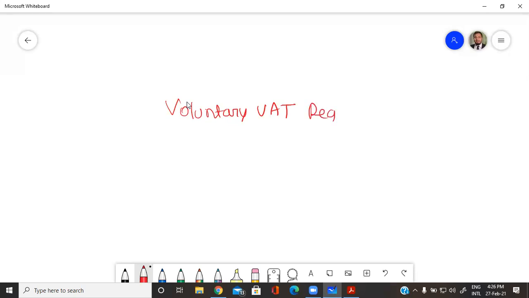So the name implies that when it is applicable, it is not in fact applicable. If you want to volunteer to take registration by yourself, you may apply for it. But once you obtain the voluntary VAT registration, you have to continue the registration for at least 1 year. You cannot discontinue your registration within 1 year. Okay. So that is all for today's session. Let me stop the recording first.